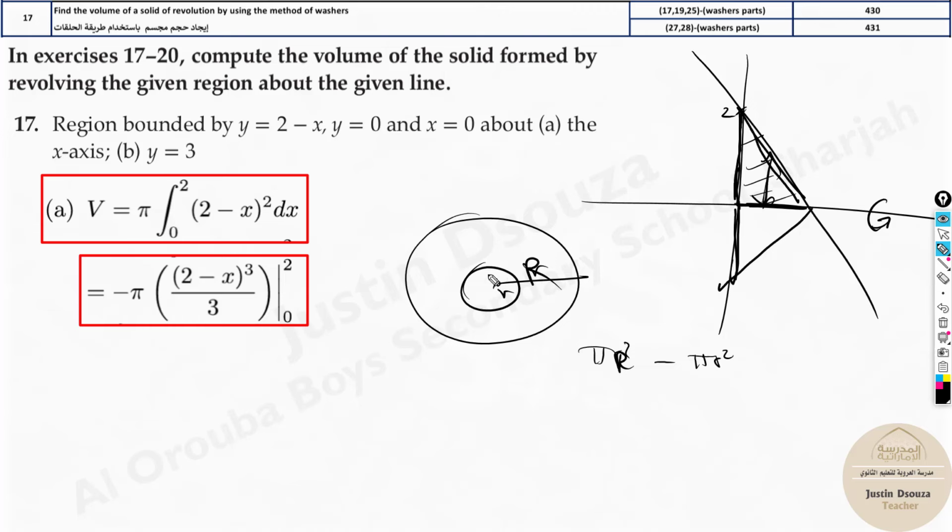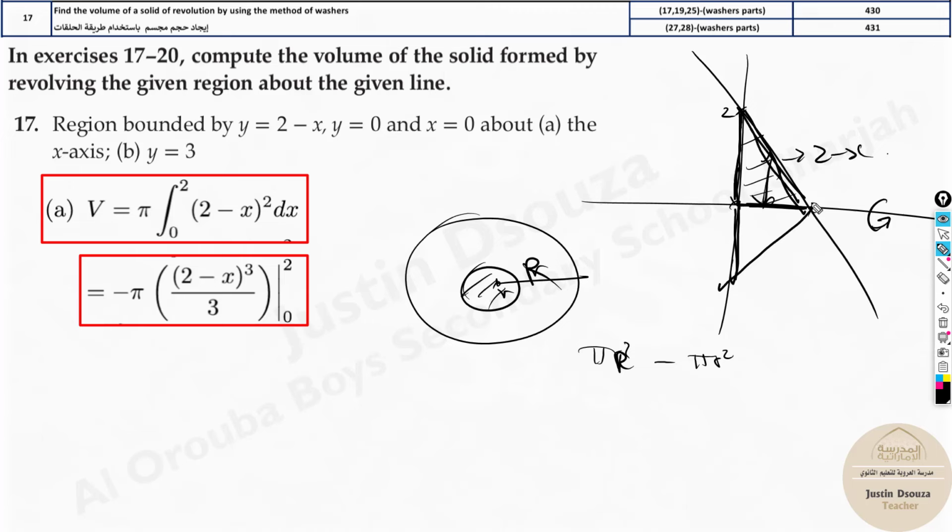Because there are two radiuses formed, you want to remove this. That's why we do minus. But now in this case, you don't have to subtract anything because you know the radius, right? What is the radius? This is the radius. What is that equation? 2 minus x. So it will be pi r square.